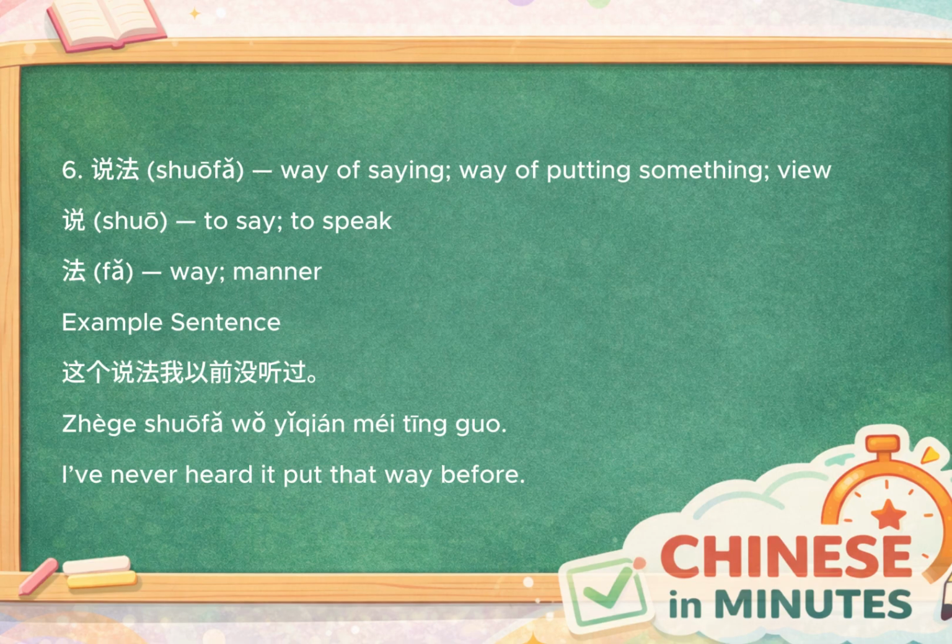6. 说法, way of saying, way of putting something, view. 说法 combines 说, meaning to say or speak, with 法, meaning a way or manner. So literally, it has the idea of a way of saying something. In natural Chinese, 说法 can mean a particular way of expressing something, a statement, or a particular view. For example, 这个说法我以前没听过。I've never heard it put that way before. Imagine two people explaining exactly the same thing, but using different words. Each different way of expressing it is a different 说法.